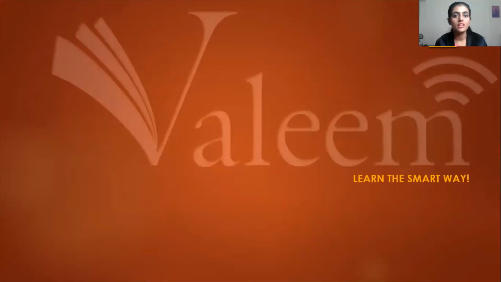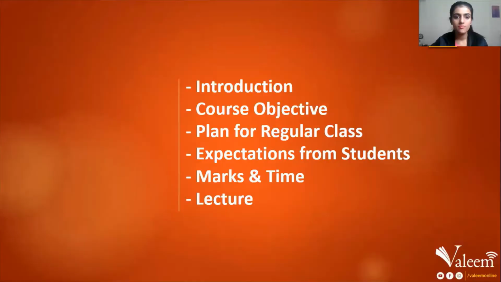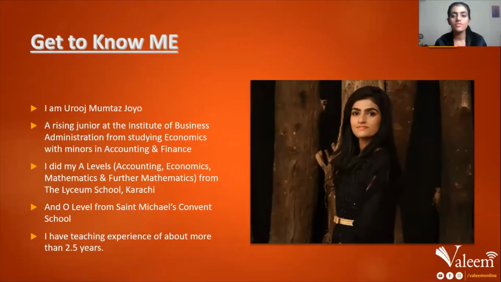I teach O-level and A-levels mathematics, accounting, and economics. So first, I will introduce myself. I'm Urooj, a junior at IBA. I'm doing my Bachelor's of Sciences in Economics with minors in Accounting and Finance. I've done my A-levels from the licensed school in Economics, Accounting, further Mathematics and Mathematics.